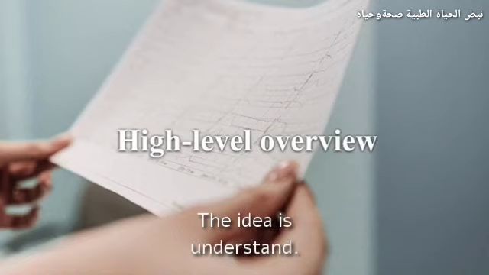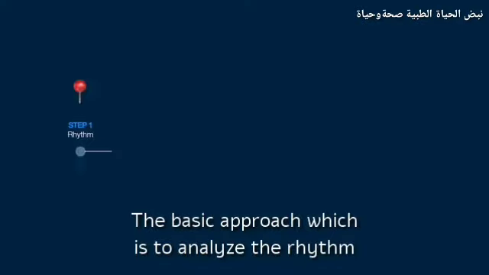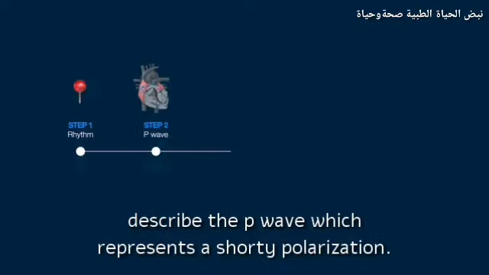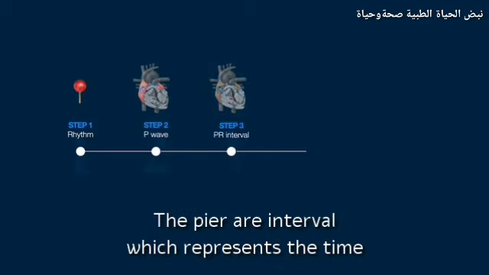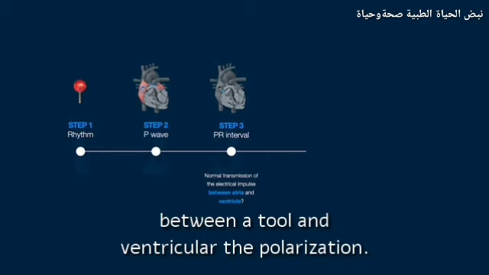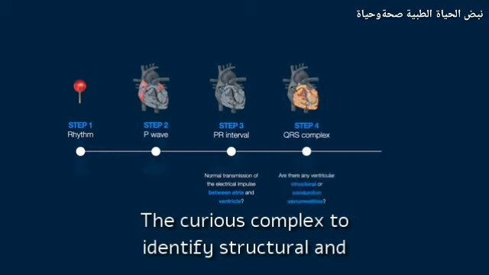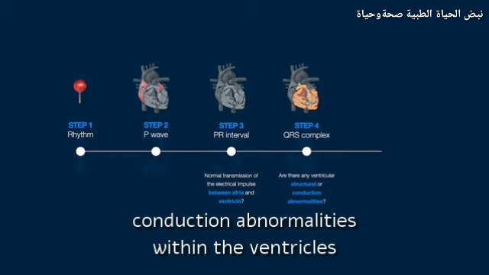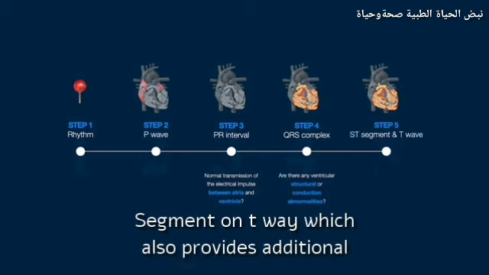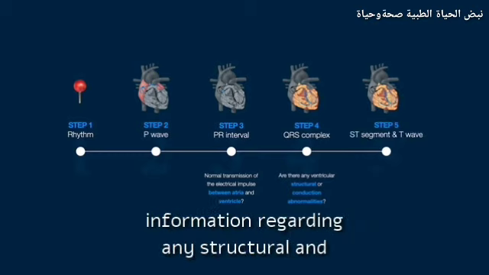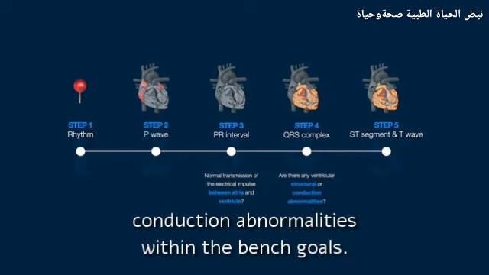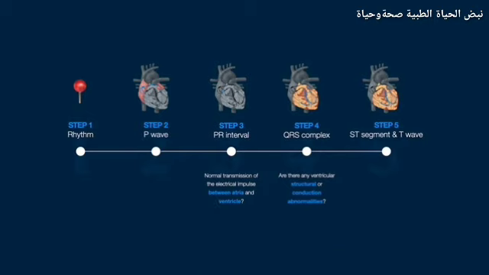The idea is to understand the basic approach, which is to analyze the rhythm, describe the P wave, which represents atrial depolarization, the PR interval, which represents the time between atrial and ventricular depolarization, the QRS complex to identify structural and conduction abnormalities within the ventricles, and the ST segment and T wave, which also provides additional information regarding any structural and conduction abnormalities within the ventricles.